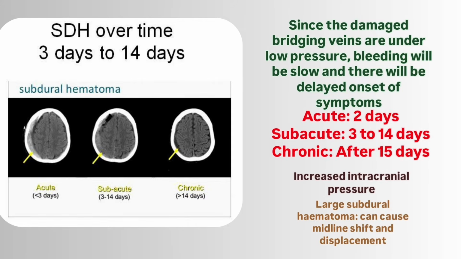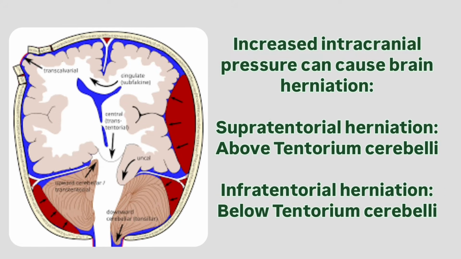On CT scan, it appears as a hyperdense white mass which is whiter than the surrounding area. All of this can lead to increased intracranial pressure. Large subdural hematomas can also cause midline shift and displacement. Now the increased intracranial pressure can also cause brain herniation, which can be broadly classified into two types. One is the supratentorial herniation, which occurs above the tentorium cerebelli, and another one is infratentorial herniation, which occurs below the tentorium cerebelli.